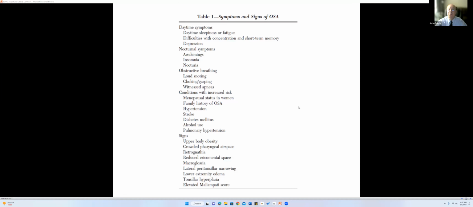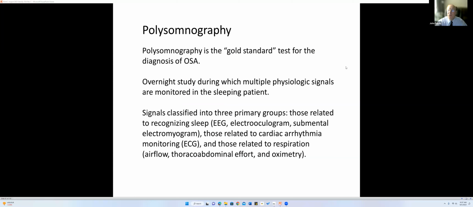Signs and symptoms of obstructive sleep apnea you're very familiar with, and I mentioned them earlier. These are included for reference for you, but daytime somnolence and poor sleeping, loud snoring are commonly encountered, and upper body obesity is commonly found. So the standard test for obstructive sleep apnea is polysomnography. It's an overnight test during which multiple physiological signals are monitored in the sleeping patient.